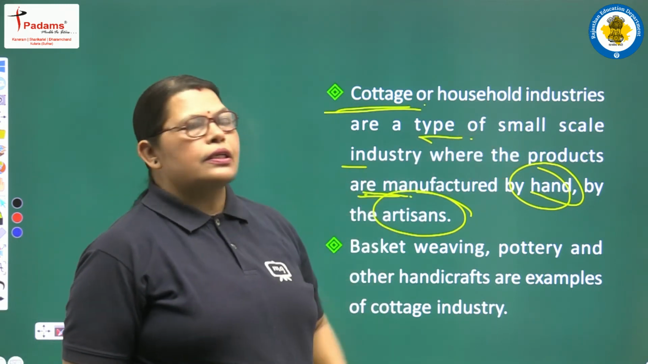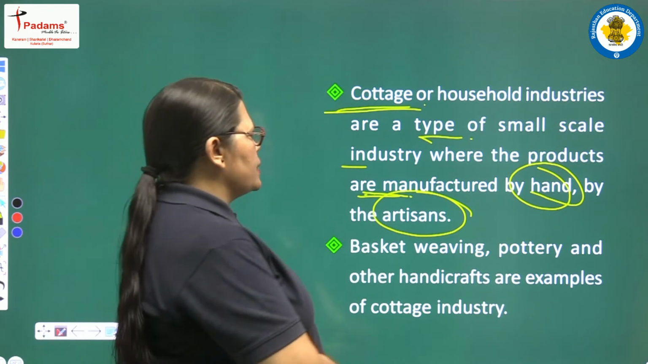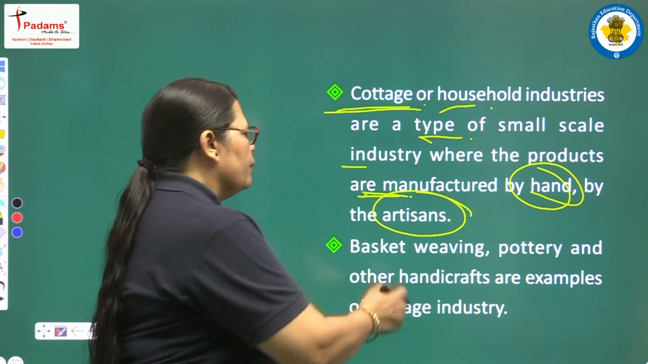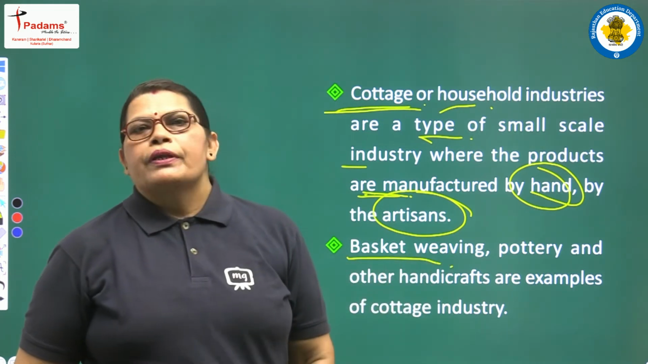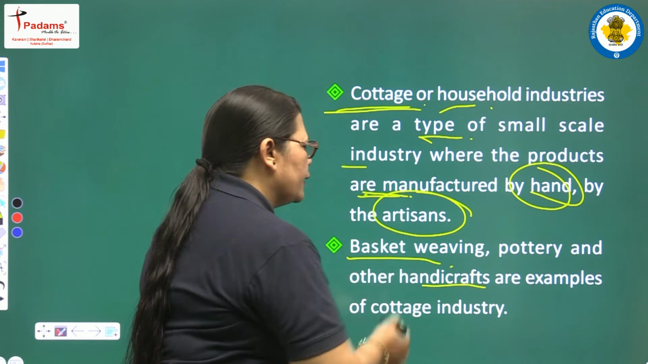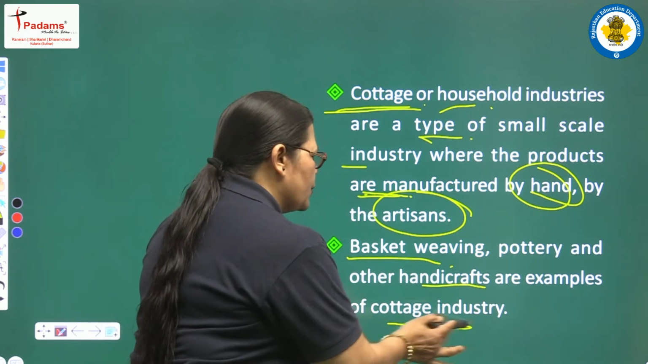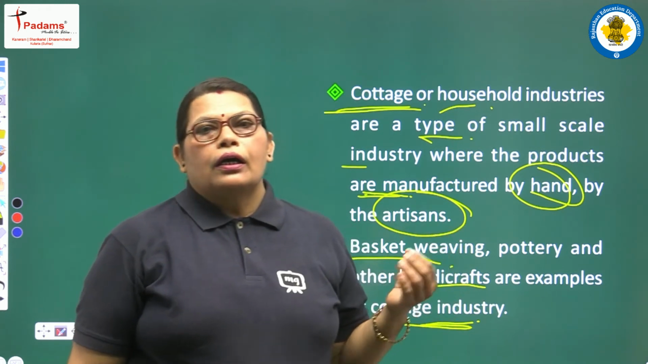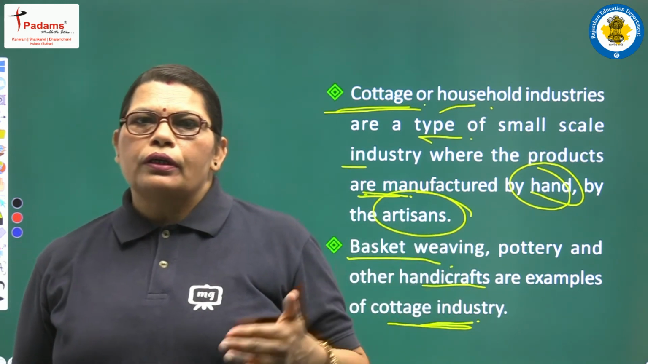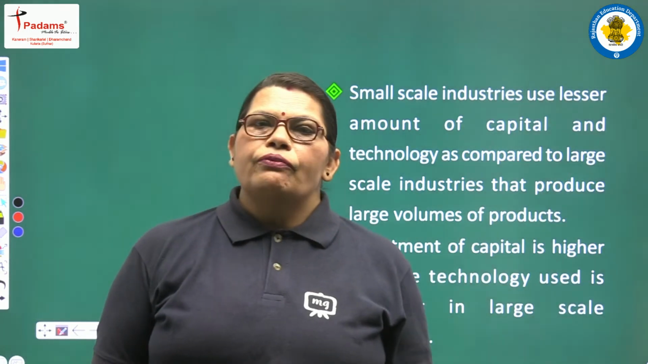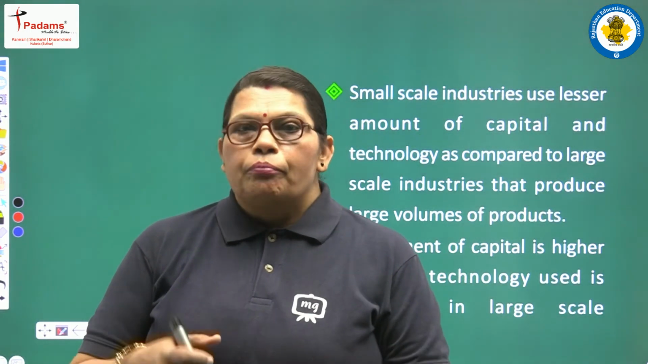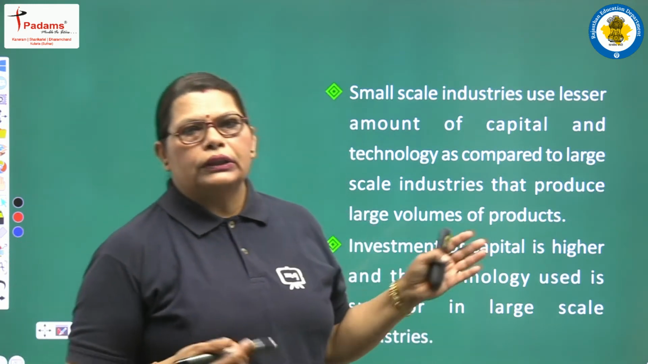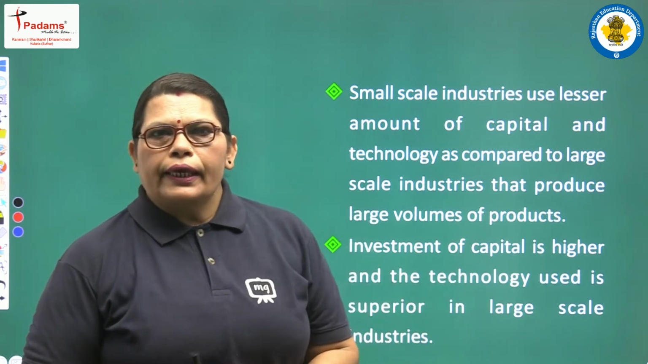So all these are covered in the small scale industries. See, mainly we are talking about the cottage and household industries in this one. When we are talking about basket weaving, pottery and other handicrafts, these are some examples of cottage industries. Basket weaving from different types of material, from jute material. When different types of people make different types of things at a cottage or in the household, then all these things are included in the small scale industries.